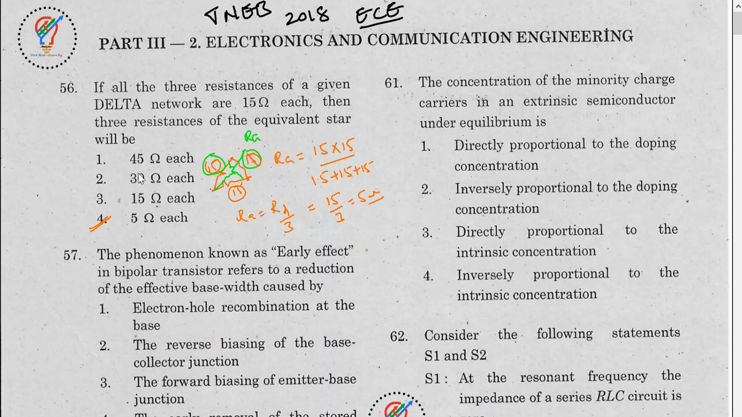Similarly, you can try the reverse also. That means there is a star connected network with 5 ohms in each arm, and you need to find the value of delta. At that time, if they are equal, R delta will be 3 times that of R star. So it is going to be 15 ohms. Try the opposite direction also so that you can get the answer exactly right.